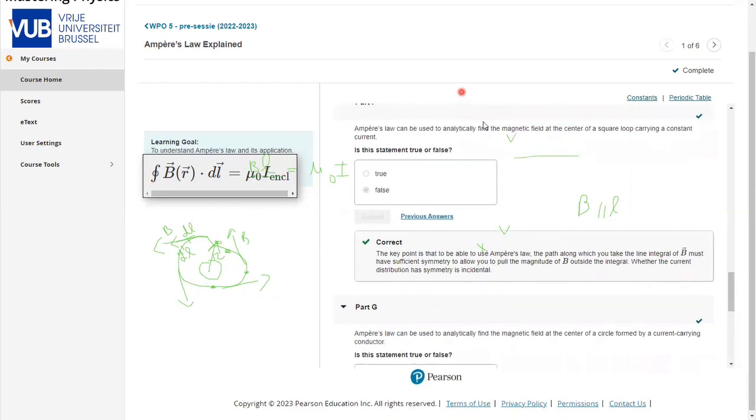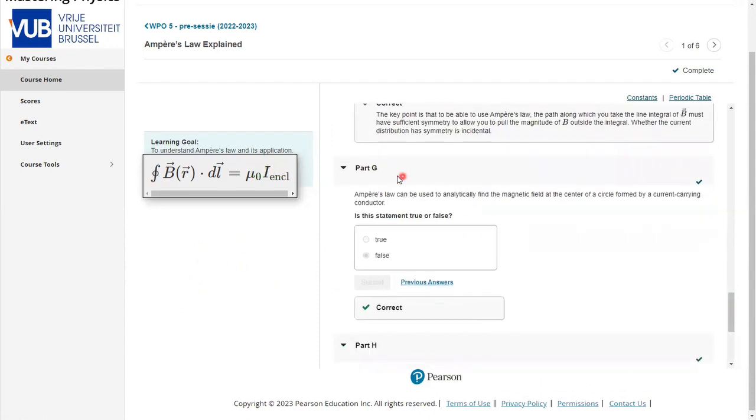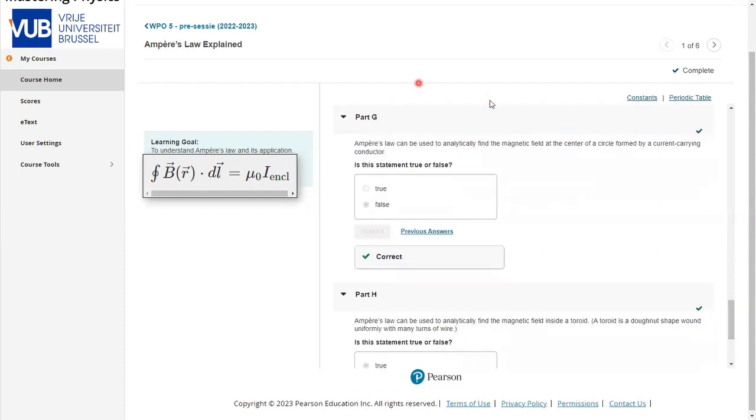Then you have part G. Part G says Ampere's law can be used to analytically find the magnetic field at the center of a circle. The center, you can never find the magnetic field there. No, never. So false.